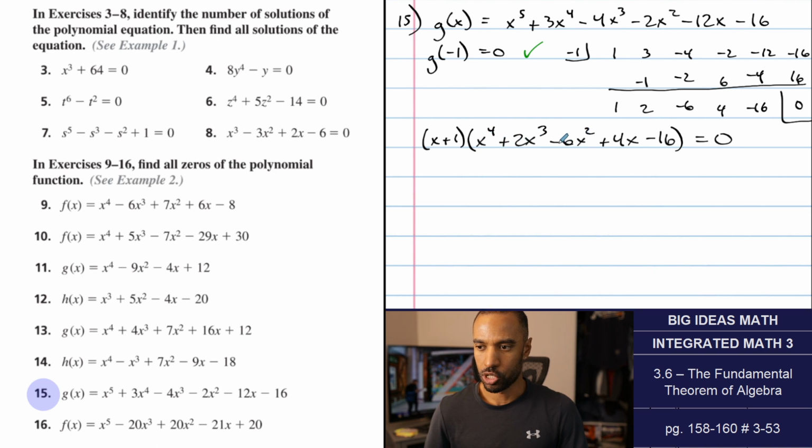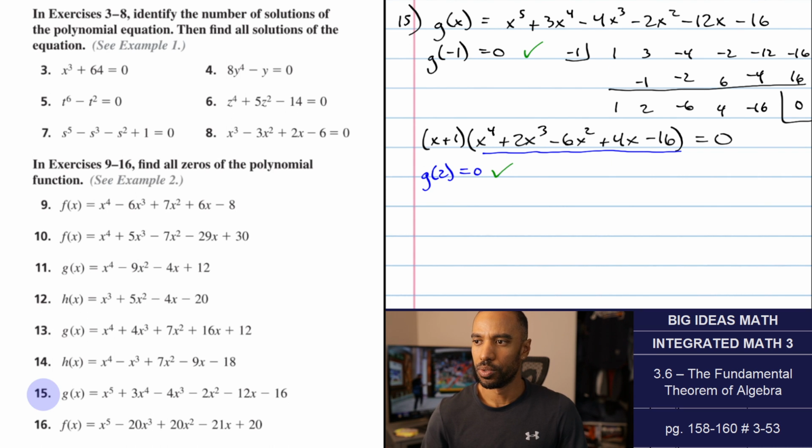We get 1 minus 2 is -1, minus 6 is -7, plus, okay, that doesn't work. Let's try 2. It's 16 plus 16 is 32, minus 24 is 8, plus 8 is 16, minus 16 is 0. I think 2 works. So for this one, we're talking about just this part right here, right? G of 2 is 0 in that case. So we're going to use 2 in synthetic division on that. I'll just do it in blue to not blind you too much. 1, 2, -6, 4, -16.